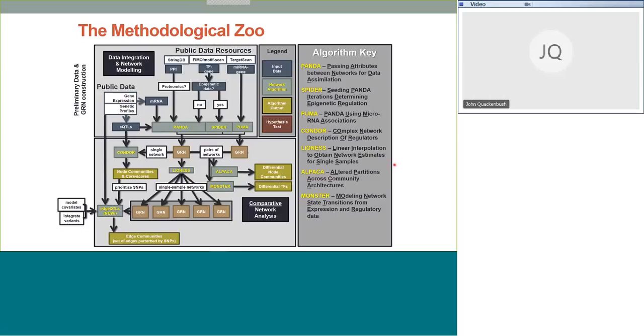So I don't have time to take you through all of these today, but all of the methods are available. They've all been published either in journal papers or on the archive or bioRxiv. All of them have software code, and all of them are available for use. But I'm going to start by telling you this story about modeling.